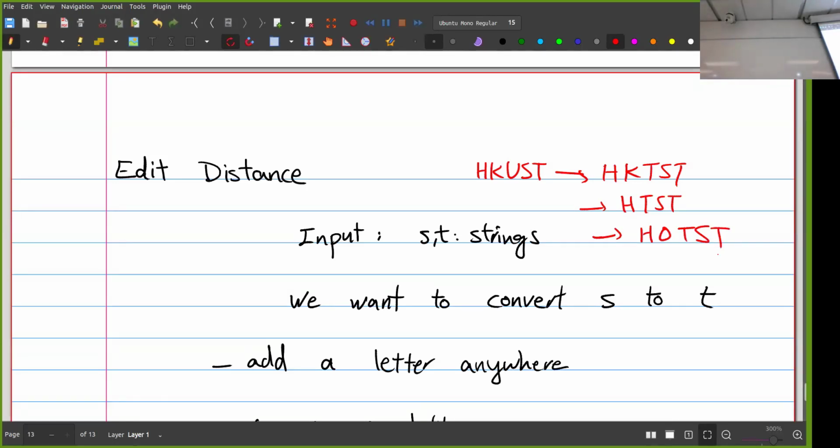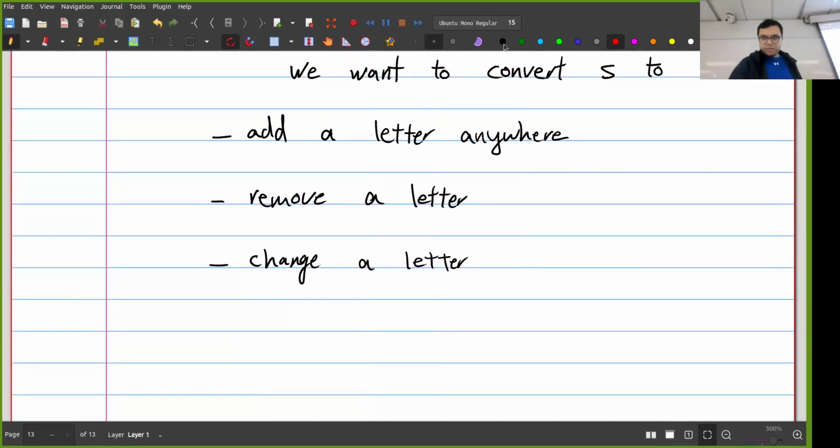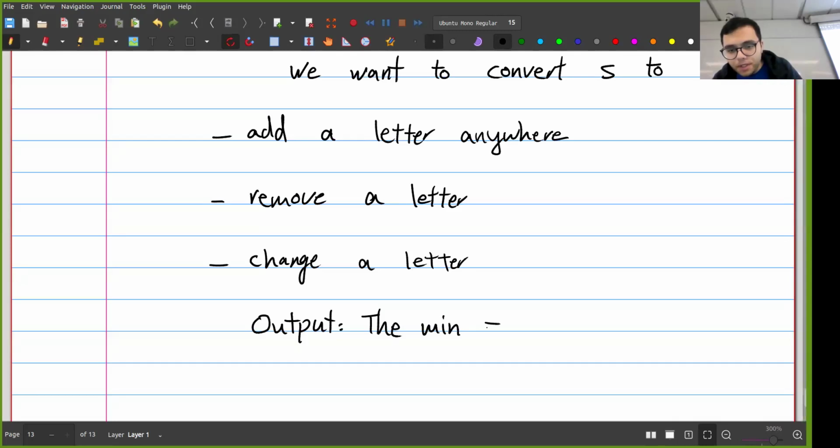Now, I'm starting from some string, let's call that S. I want to get to some other string, let's call that T. And I want to do the minimum number of operations. So that's why it's called distance. It's like the minimum number of edits that I'm doing in order to reach T from S. That's the edit distance from S to T. So that's what you have to write in the output. The output is going to be the minimum number of operations to turn S into T.